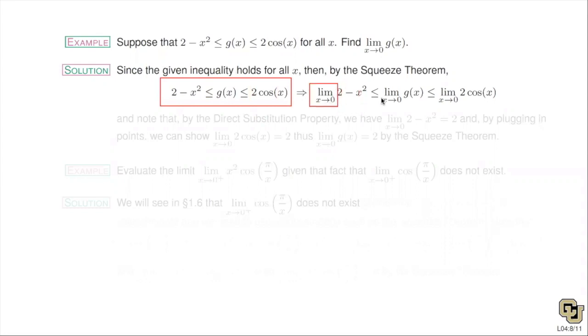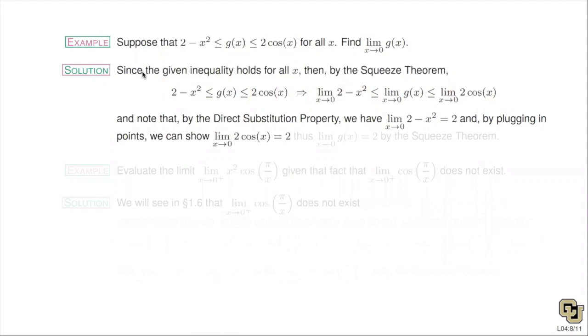Now, for squeeze theorem to work, I need to check that the limit here on the left side and the limit here on the right side, the limit of 2 cosine x as x goes to 0, go to the same number.